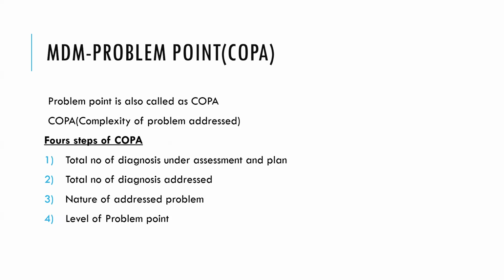We have also seen there are 4 steps of COPA: total number of diagnosis under assessment and plan, total number of diagnosis addressed, nature of addressed problem, and level of problem point. This is our motto, to get the level of problem point. When we get the level of problem point, level of data point, and level of risk, with the help of these 3 calculations, we will get the CPT code. As we already discussed in our last session the total number of diagnosis under assessment and plan, now we are going to see total number of diagnosis addressed.